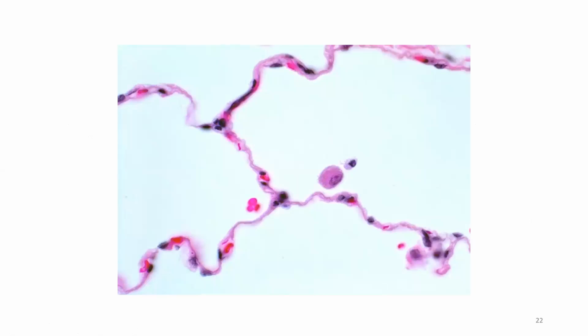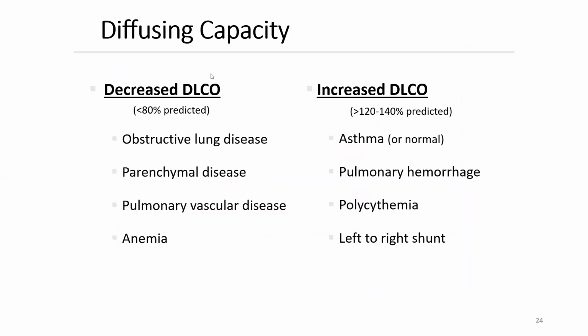This is the normal alveolo-capillary membrane. It's very nice. This is a case of pulmonary fibrosis. Here, when the diffusion capacity for carbon monoxide is abnormal, it is decreased in obstructive lung disease, parenchymal lung disease, pulmonary vascular disease, and anemia. So it is decreased in pulmonary hypertension, which is our target in talking about pulmonary hypertension and systemic sclerosis. Then DLCO is decreased in parenchymal lung disease and pulmonary hypertension, and also in anemia because it depends on hemoglobin.